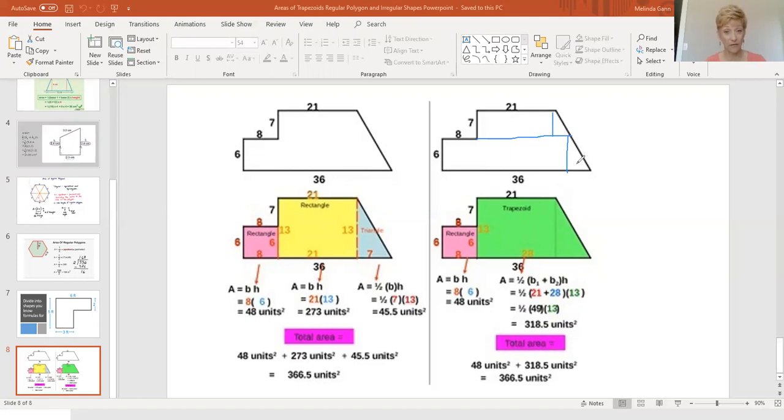So when you don't know a formula for something, just divide it into some shapes you do know the formulas for and add all those areas up.